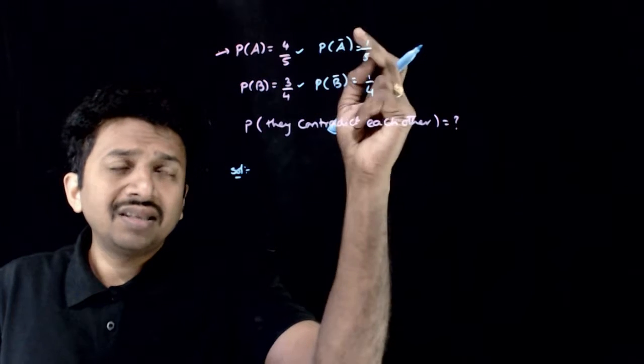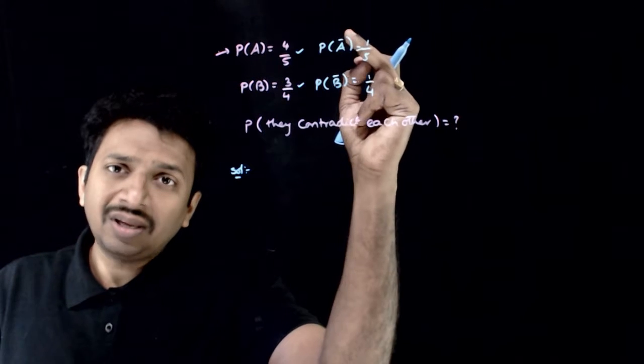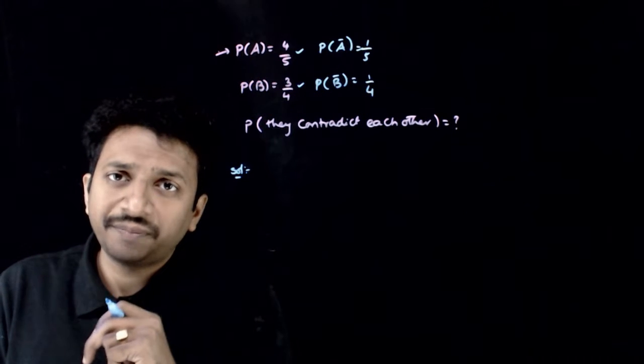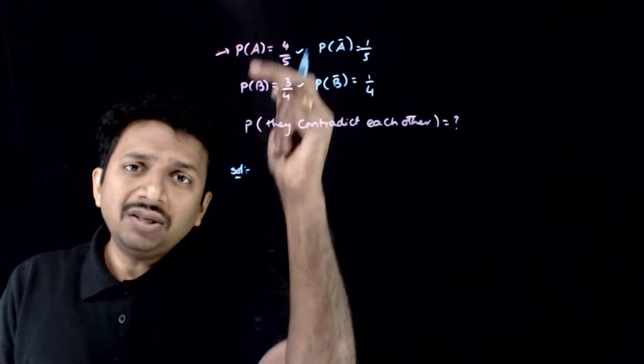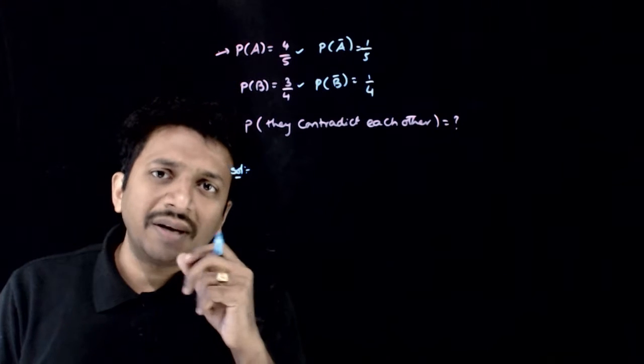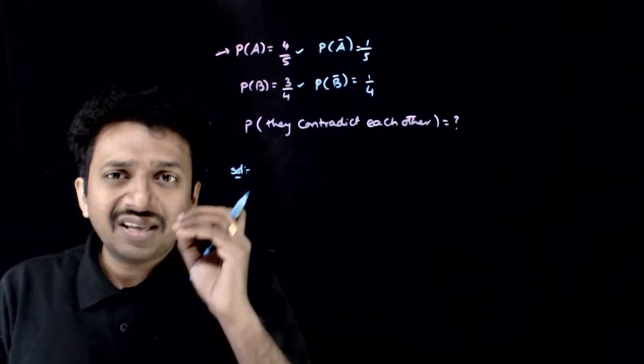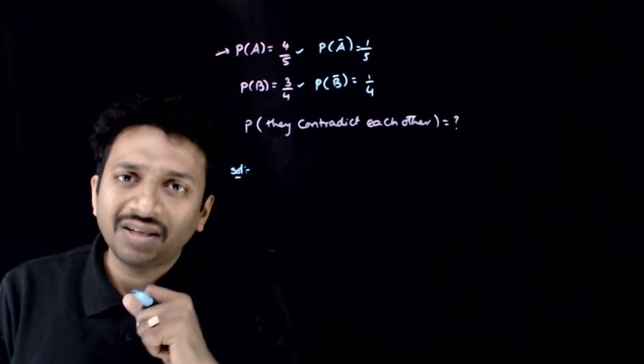So this is the probability that A speaks truth, A does not speak truth, B speaks truth, B does not speak truth. Now, these two persons are asked about a particular fact. What is the probability that they contradict each other? That is, A says something, B says something else.